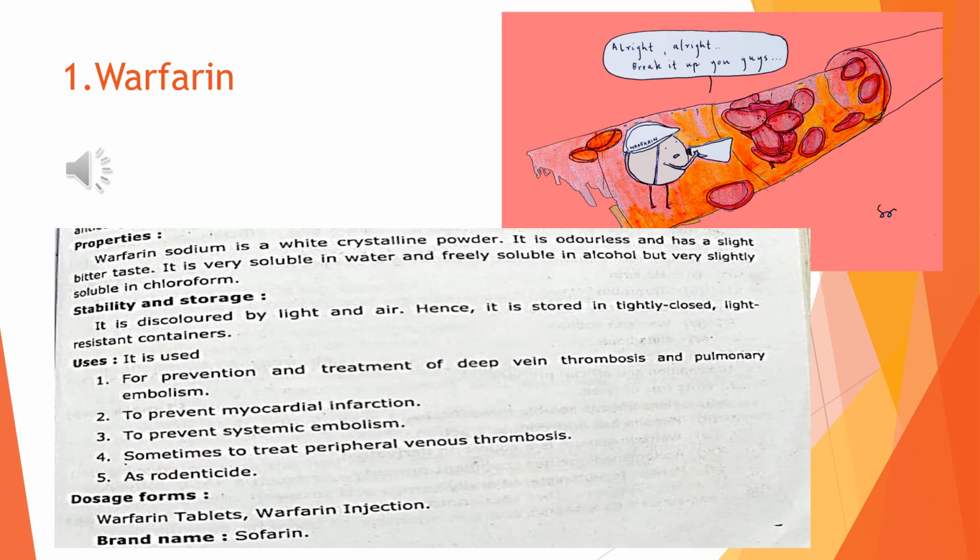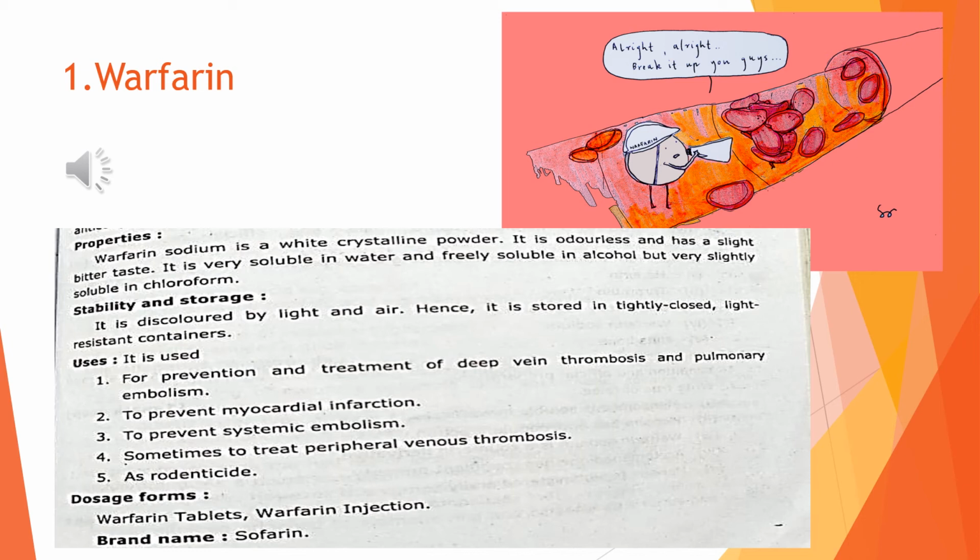It is used to prevent systemic embolism, that is heart transplantation. Next point, sometimes to treat peripheral venous thrombosis, that is blood clot. Next, it is used as rodenticide. Rodenticide means rat poison. It is a chemical used to kill the rat.